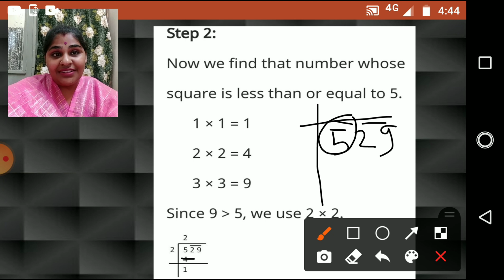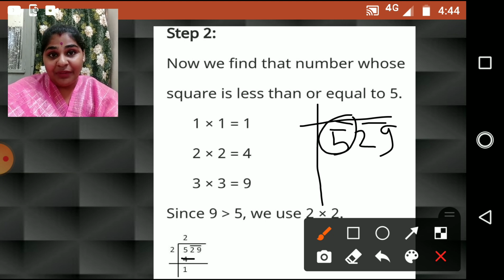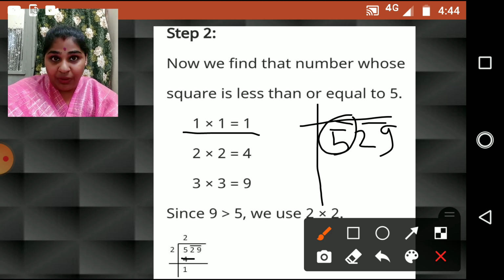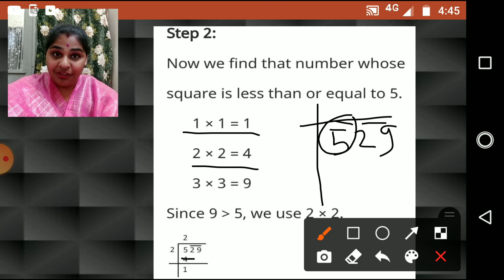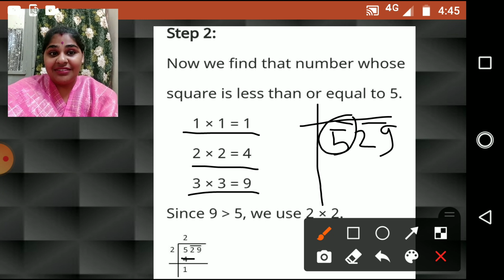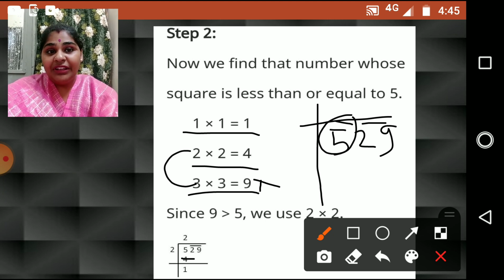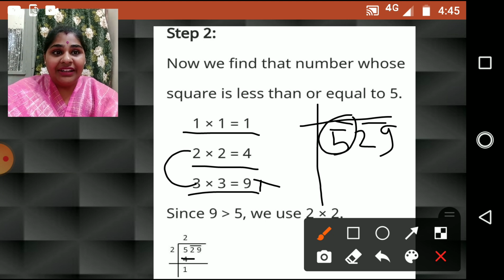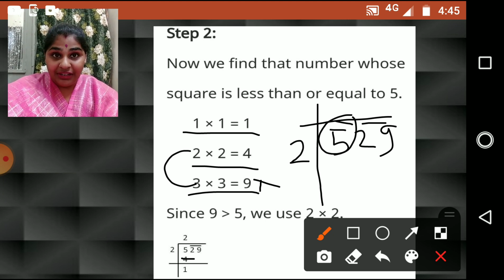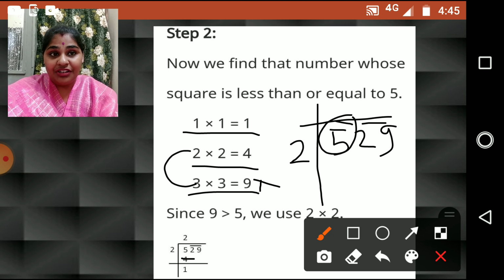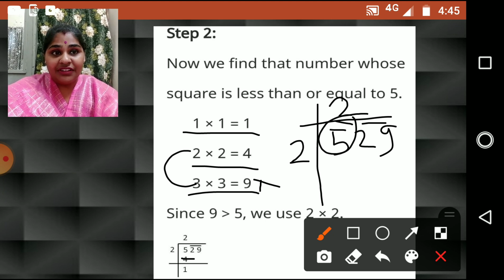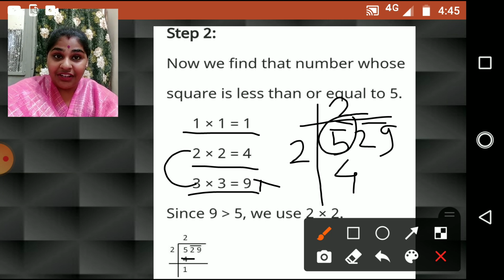So I have to find such a number whose square should be less than 5. Here 1 into 1 is 1, 2 into 2 is 4, 3 into 3 is 9. Now 9 is greater than 5, so I will not take this. I'll take the previous one, that is 2. I will write 2 to the left hand side of the line, and on the top as well, and 2 2s are 4, right?